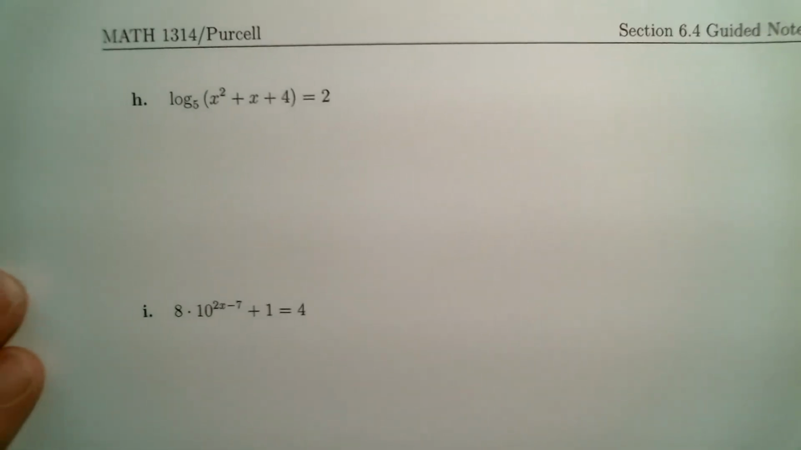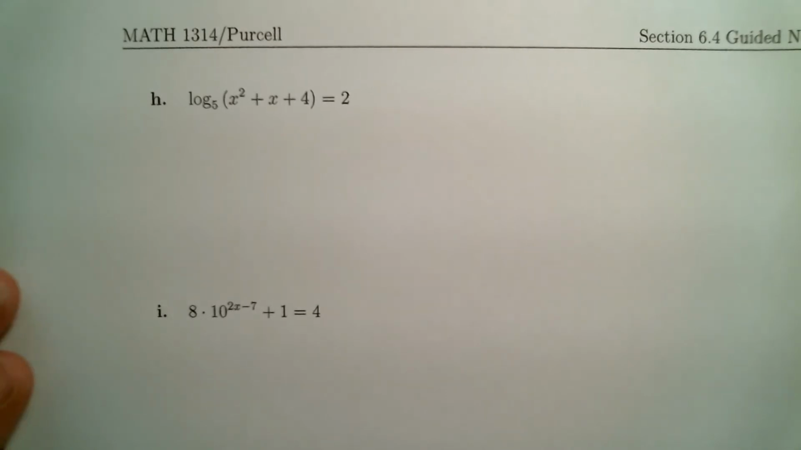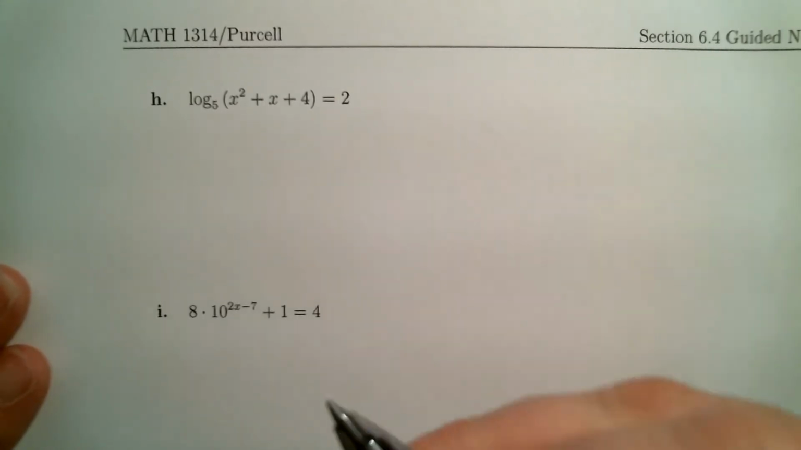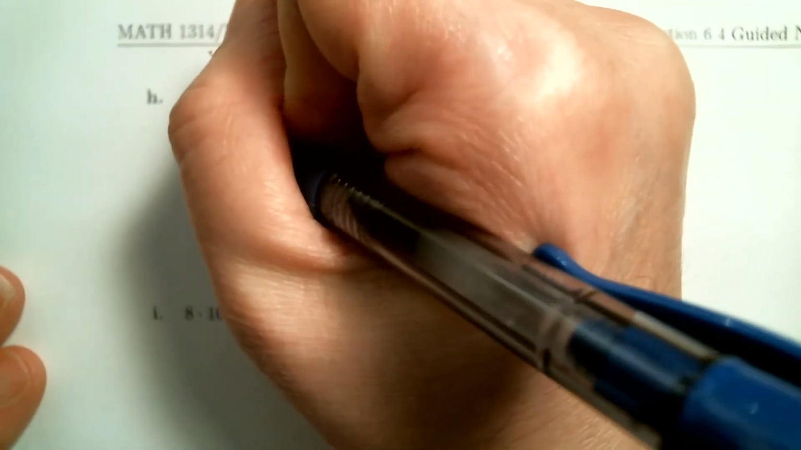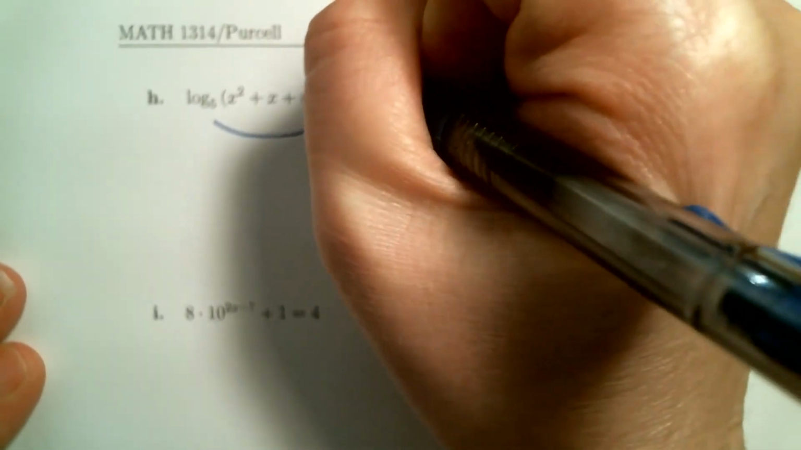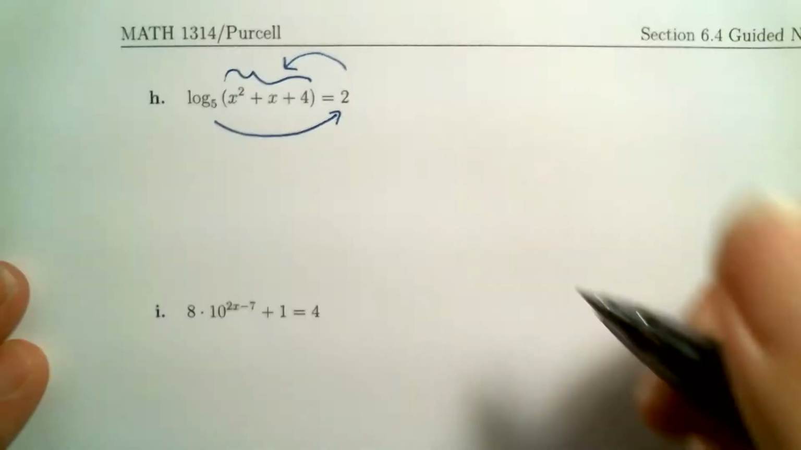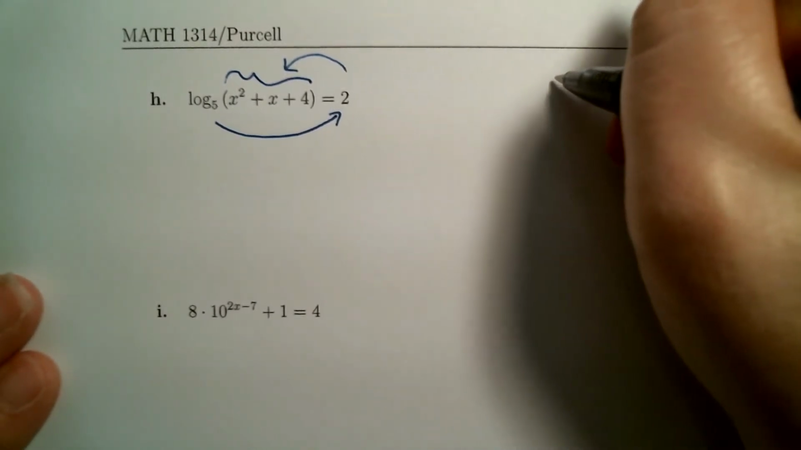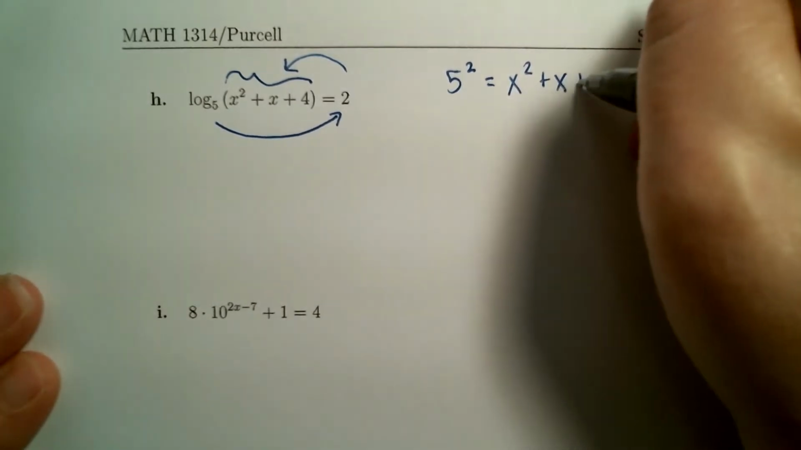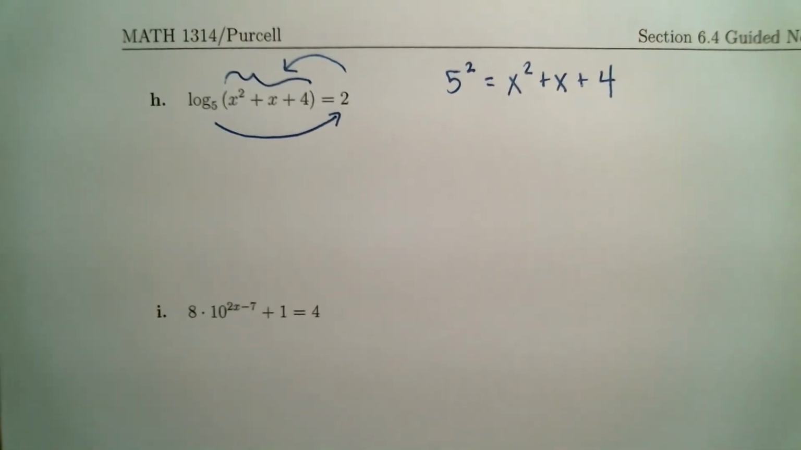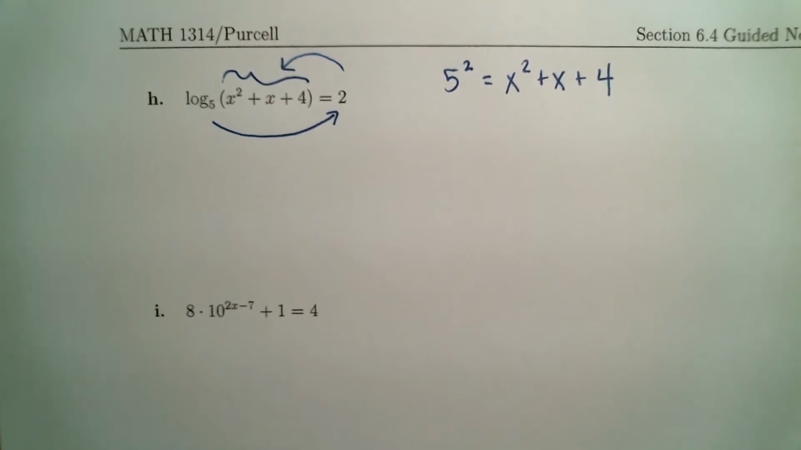So the only method we know so far, and like I've been telling you, we're going to learn more methods for more complicated problems in section 6.6, is to do the arrow method. You can translate this using the definition of a logarithm. This means that if I take the base and raise it to this power, I'm going to get this quantity. So this tells me that 5 squared is equal to x squared plus x plus 4. Notice the logarithm is gone now. It's going to leave us with an equation that we should know how to solve.